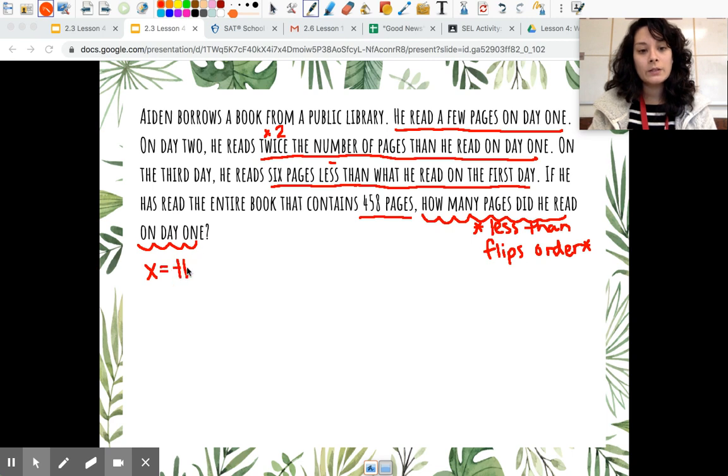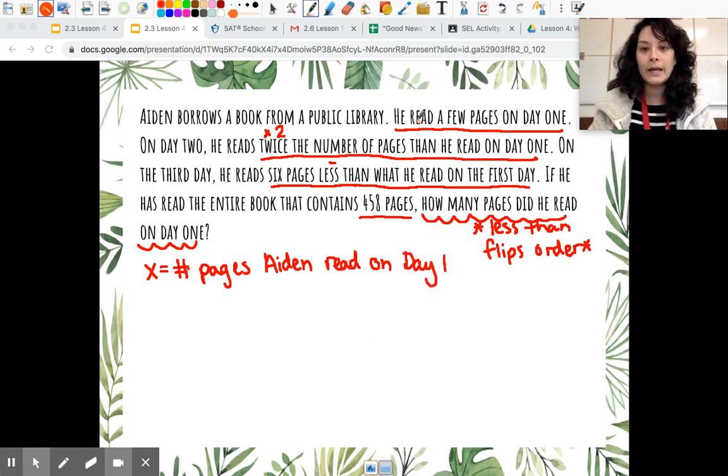I'm going to say x is the number of pages Aiden read on day 1. Okay, and we're told he read a few pages on day 1. Well, we just said that the number of pages he read on day 1 is x. So on day 1, he read x many pages. On day 2, he read twice the number of pages he read on day 1.